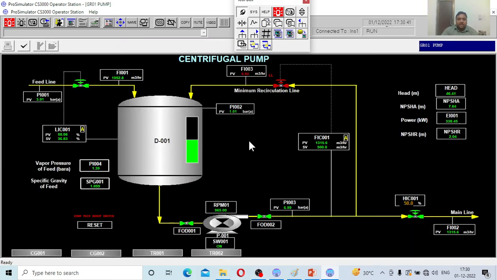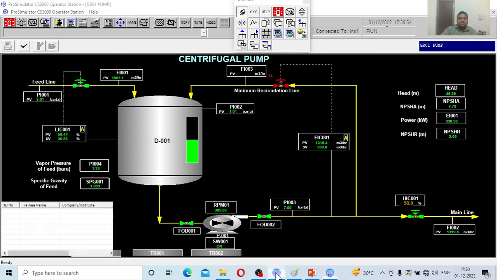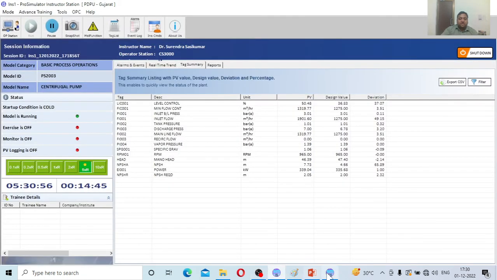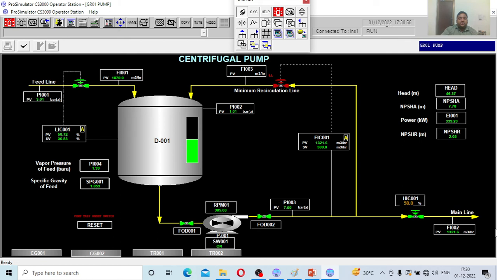Now, this is how you start a centrifugal pump. Slowly you have to increase the level, and then you are allowed to start the pump. Okay, once everything is in place, let me fast forward the things a bit so that you will understand what is happening. Now very soon all the things are going to reach steady state.